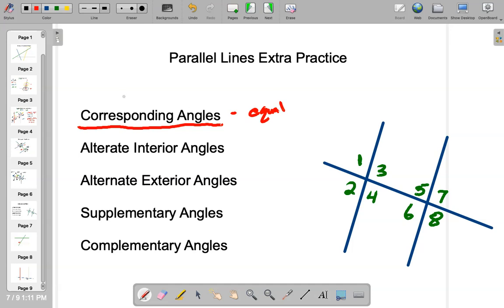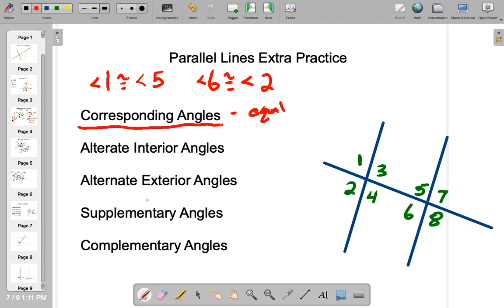So, for example, if I have angle 1, the corresponding angle to angle 1 would be angle 5, because if angle 1 is in the top left of its parallel line that's being cut by the transversal, angle 5 would also be in the top left of the same thing except on the right. If I wanted to do the corresponding angle for number 6, that would be angle 2, because they're both in the bottom left of their situations.